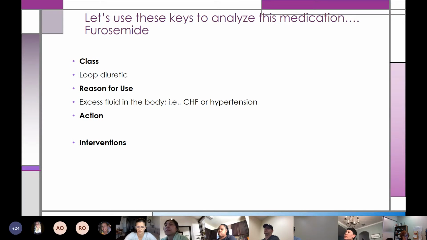So what is the action? Not in depth, not talking about the cellular level, where it is done in the loop of Henle and all that, but what is the action of this particular med? What does it do? It helps get rid of the fluid. Yeah, it gets rid of the fluid, and there's a place that it does that, okay? So try to think of it in simpler terms than just the details that you had to learn, okay? And then what are some of the interventions that you would do, nursing interventions or actions that you would do for this particular med?